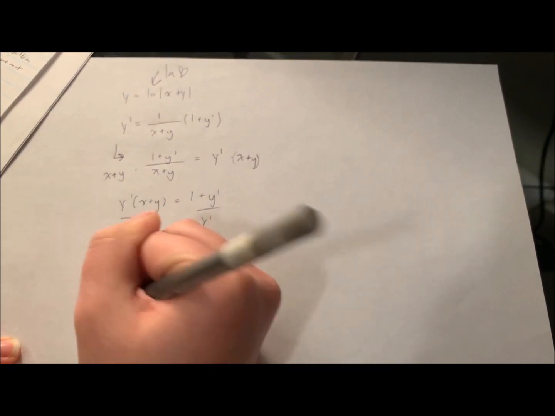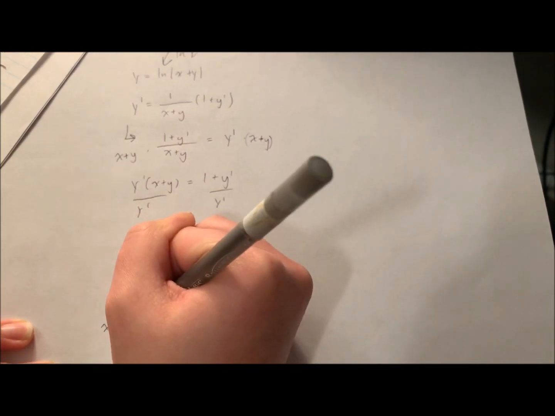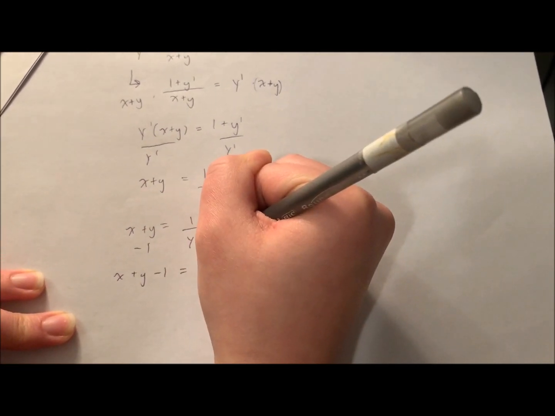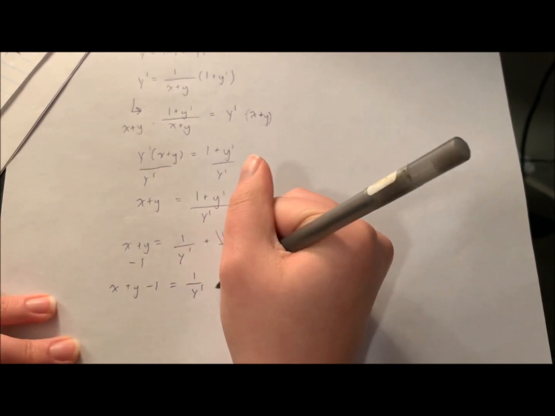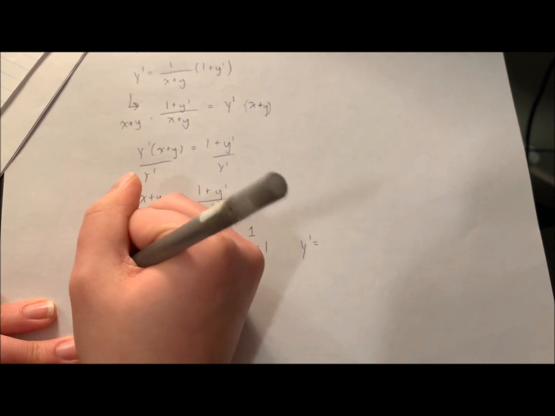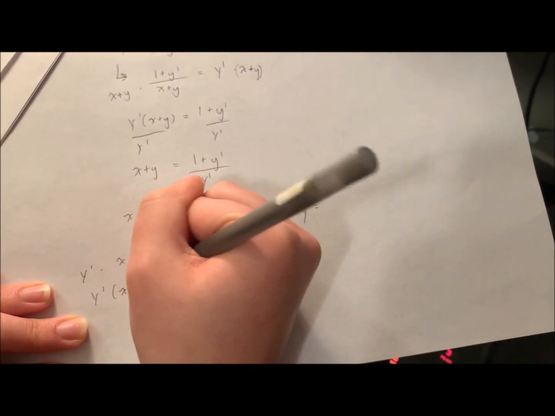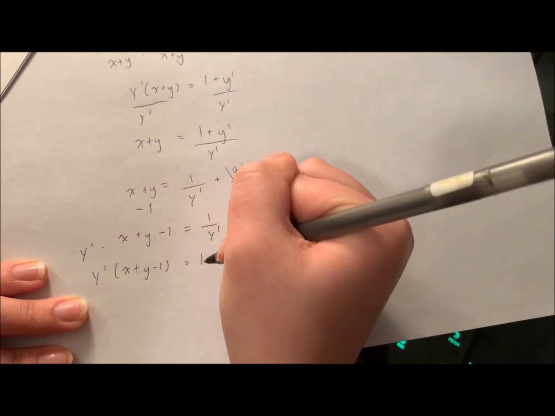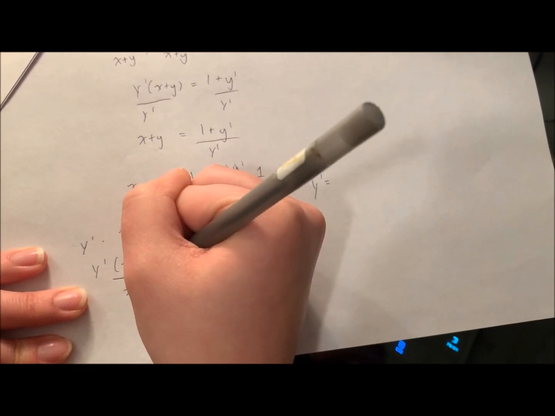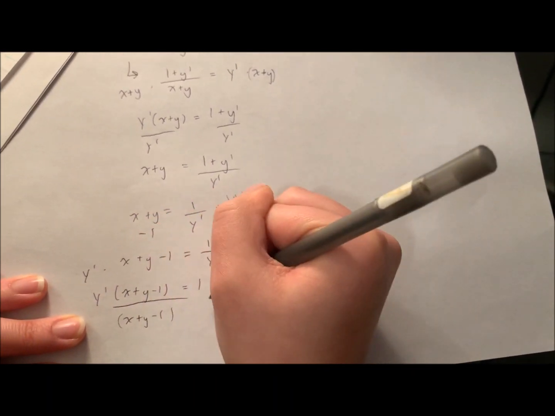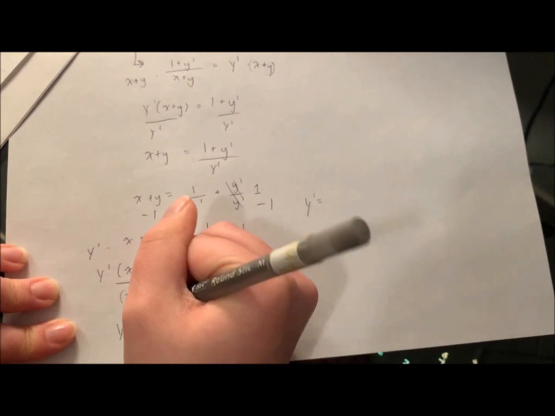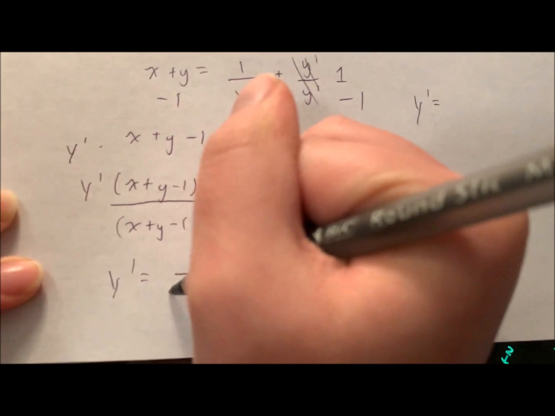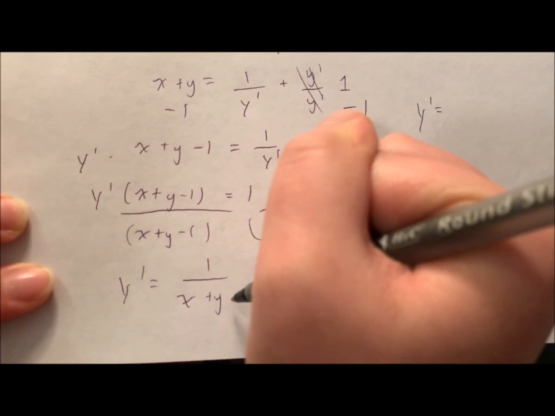So we take this, subtract 1 on each side. We have x plus y minus 1 equals 1 over y prime. But we do want to know what y prime is, right? So we take this, multiply by y prime, get y prime times x plus y minus 1 equals 1. And we should divide this whole thing to separate it from y prime. Right over here too. And we get the final answer of y prime is 1 over x plus y minus 1. Okay, that concludes my corrections.